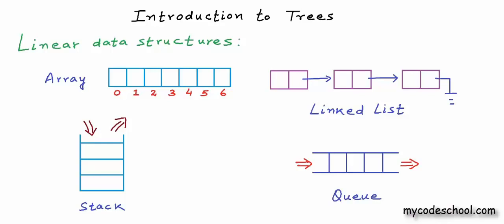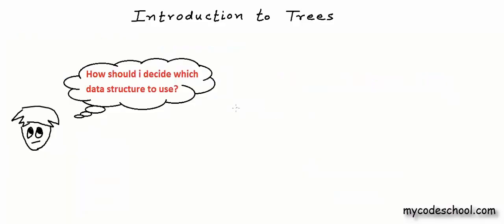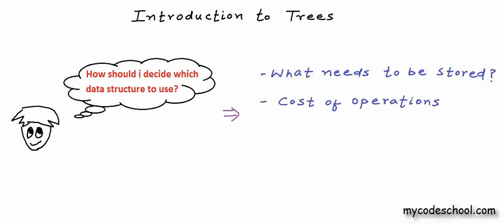For different kinds of data, we use different kinds of data structure. Our choice of data structure depends upon a number of factors. First of all, it's about what needs to be stored. A certain data structure can be best fit for a particular kind of data. Then we may care for the cost of operations. Quite often we want to minimize the cost of most frequently performed operations.